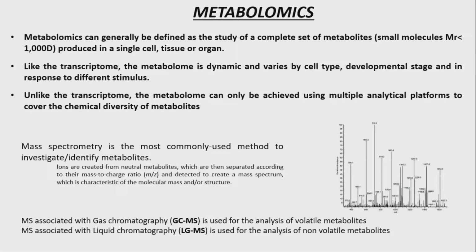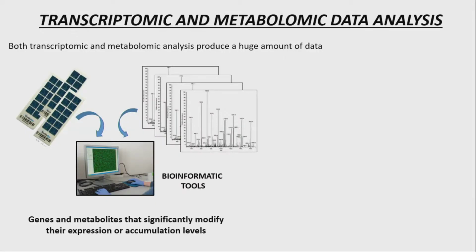Mass spectrometry is the most commonly used method to identify metabolites, and it is often associated with liquid chromatography for the determination of non-volatile metabolites, or gas chromatography for the volatile metabolites. Both these powerful analytical approaches produce a huge amount of data, and a common step for the analysis of this data and to extract information from it is made by bioinformatic tools. So it's a necessary step for the interpretation of data obtained by these approaches.